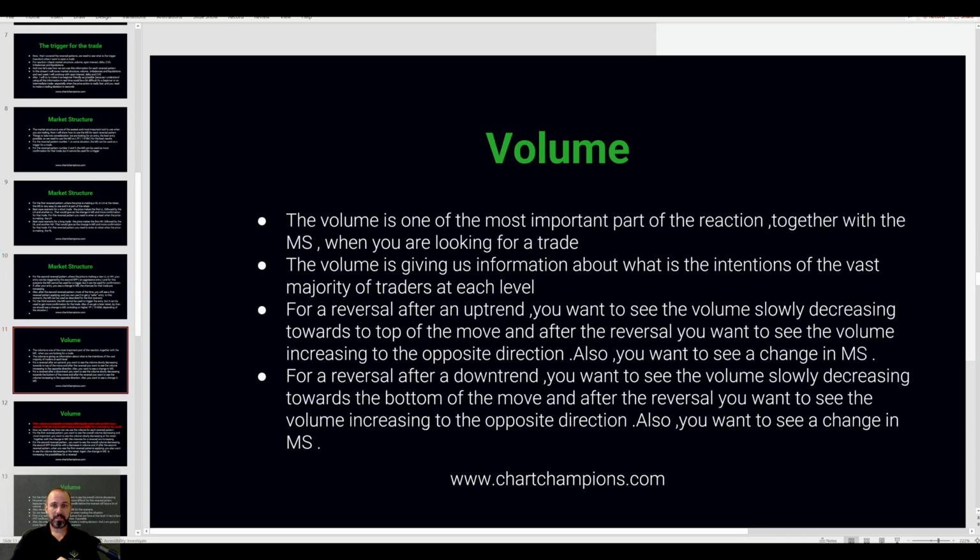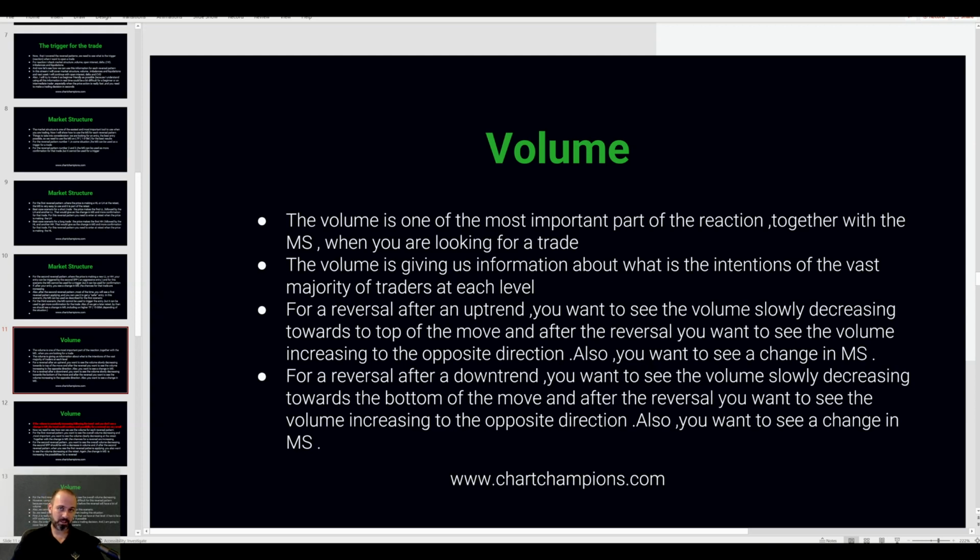The next one is the volume. The volume is one of the most important parts of the reaction, together with the market structure, when you're looking for a trade. The volume is giving us information about the intention of the vast majority of traders at each level. For a reversal after an uptrend, you want to see the volume slowly decreasing towards the top of the move, and after the reversal, you want to see the volume increasing to the opposite direction.